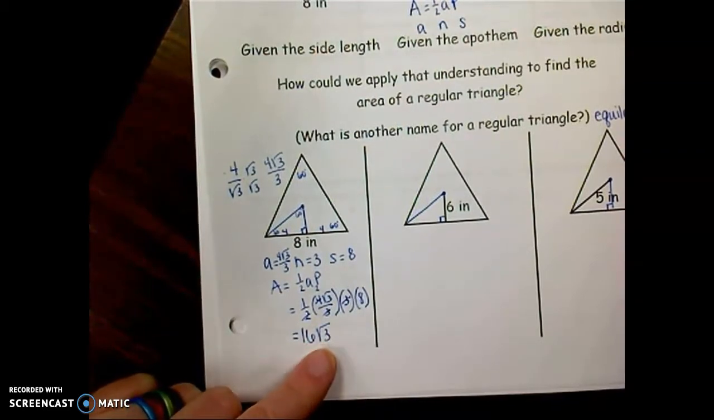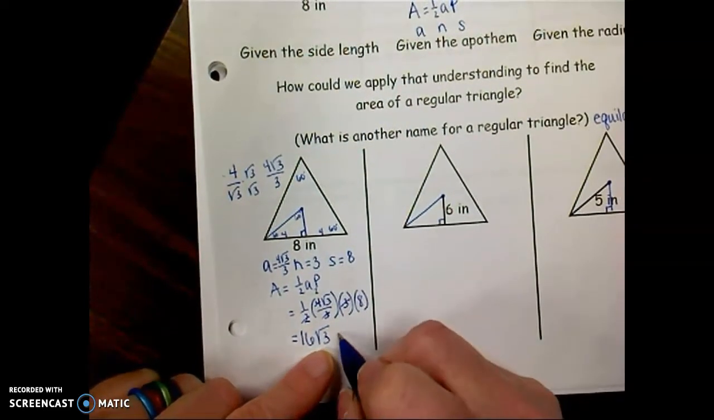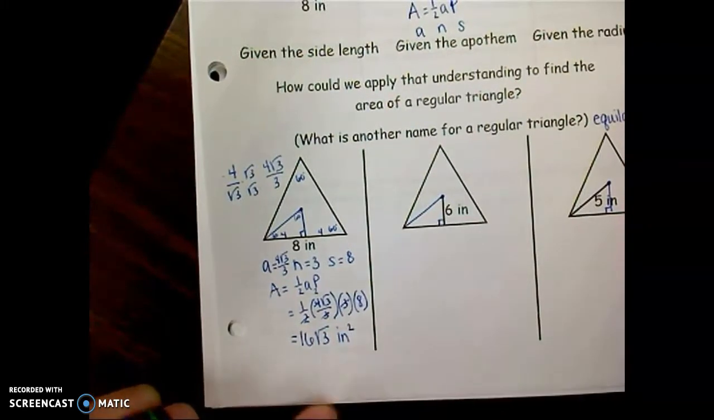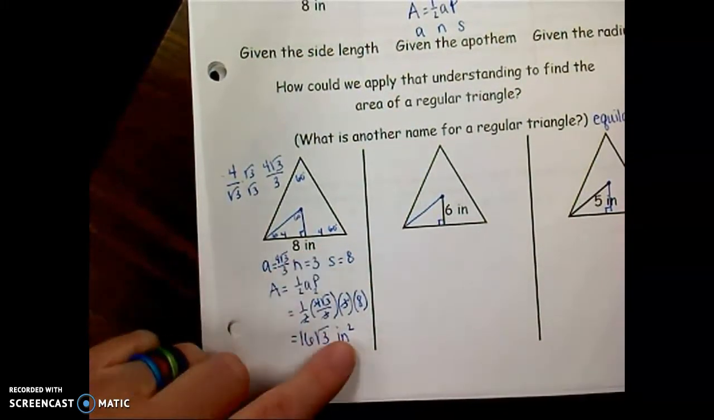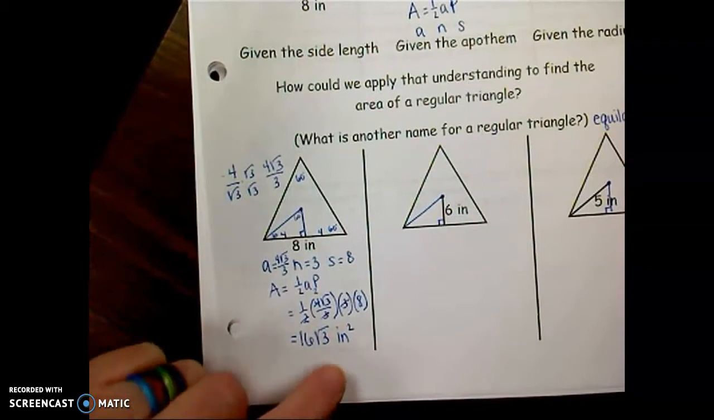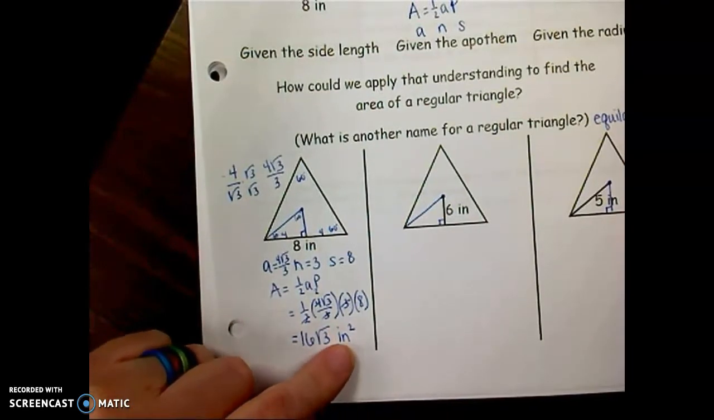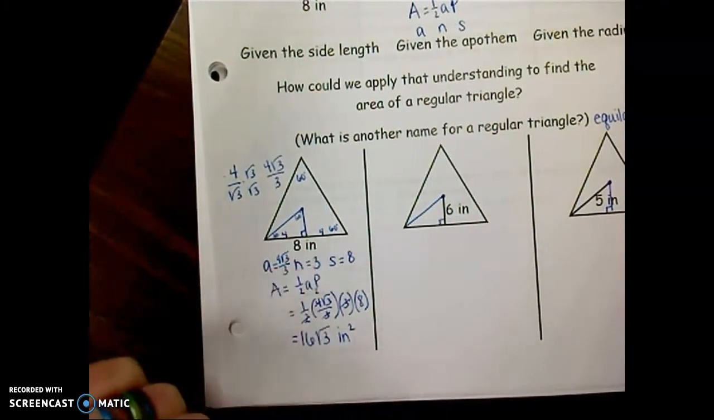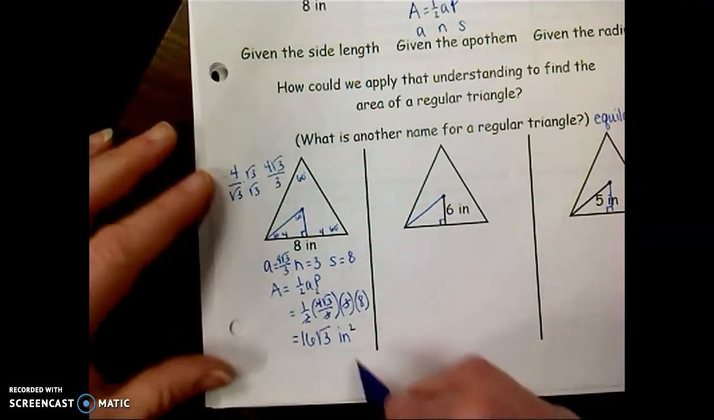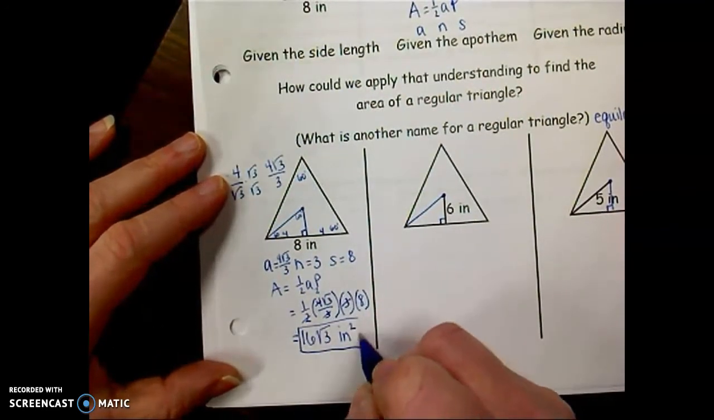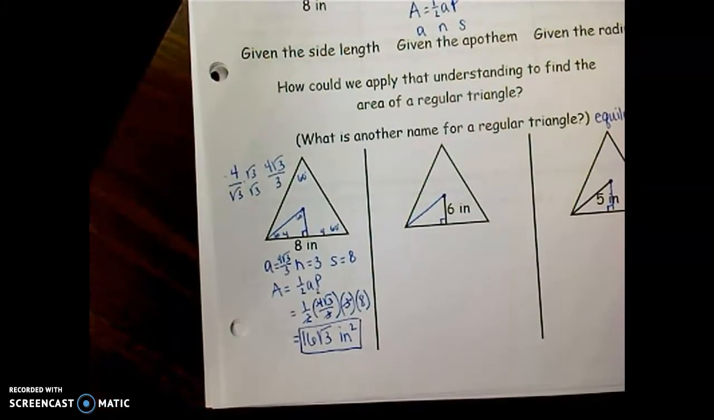Square roots of 3. And since this is area, you're always going to have squared units. Always make sure you double check that you use the correct units. Sometimes you guys give me answers like centimeters squared when it was supposed to be inches squared. So be careful about that. So there is my answer. It's not a decimal. It's a simplified radical.